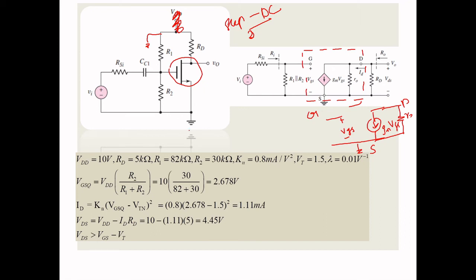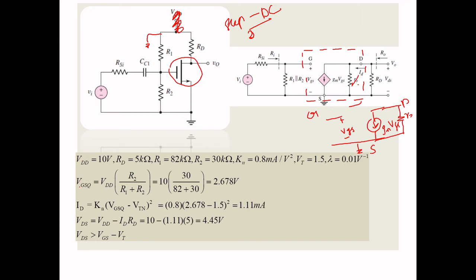Now we will see how to solve the problem. The supply voltage is 10, drain resistance is 5 kilo ohm, R1 is 82 kilo ohm, R2 is 30 kilo ohm, Kn conduction parameter 0.8, threshold voltage 1.5, and lambda. That means R0 exists. If lambda is not given, you should not take R0. You can take it as infinite and remove this R0 element.